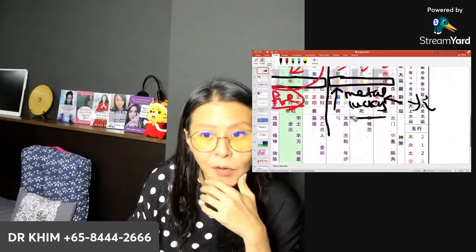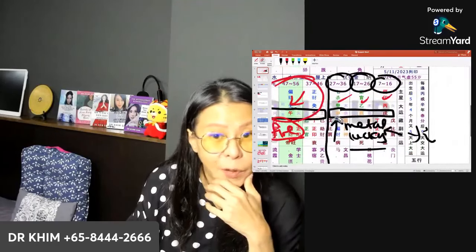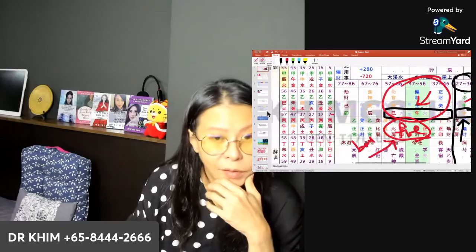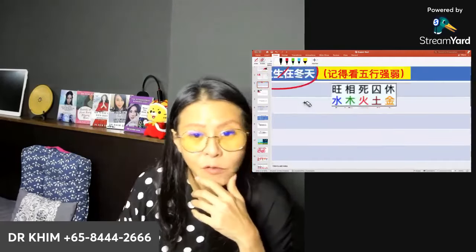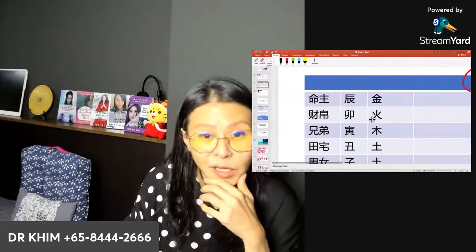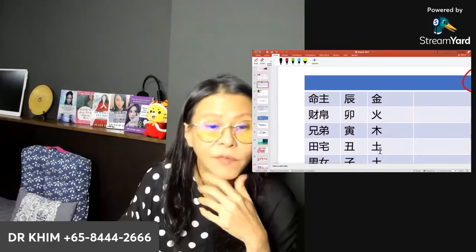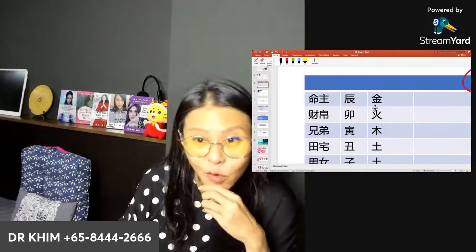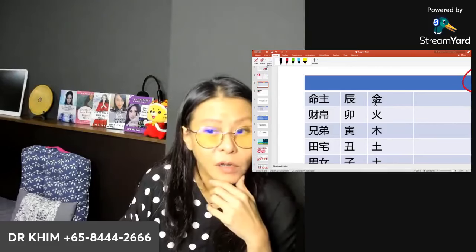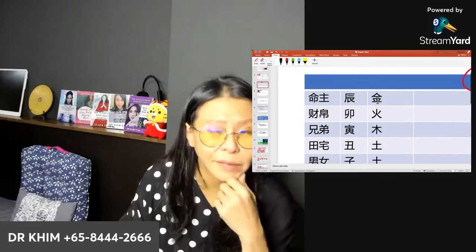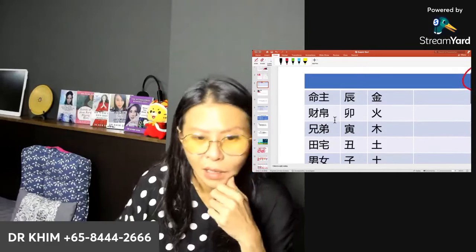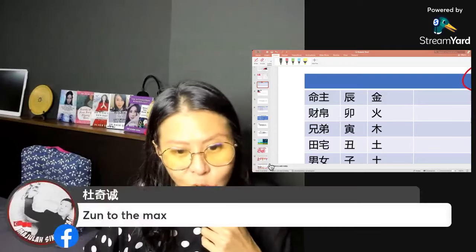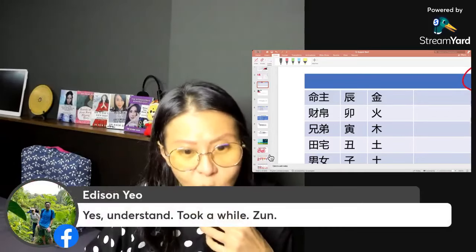And remember to look at your luck cycle, whether it supports or not. Because earth grows metal, you must see whether the earth is strong or not. If earth is weak, earth cannot grow metal, right? And then fire wants to counter metal, you must see whether metal is strong or not. If fire is weak, how to counter metal? Okay? Yes, understand. Good, good, good.